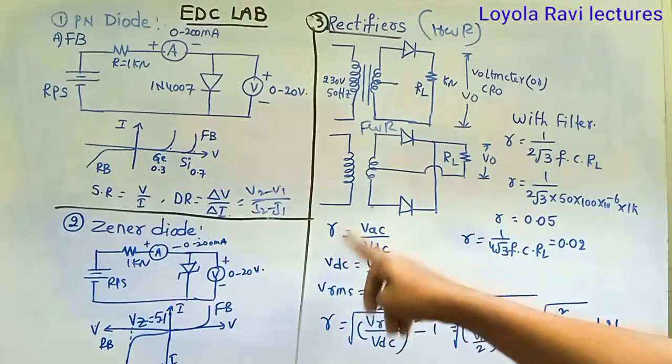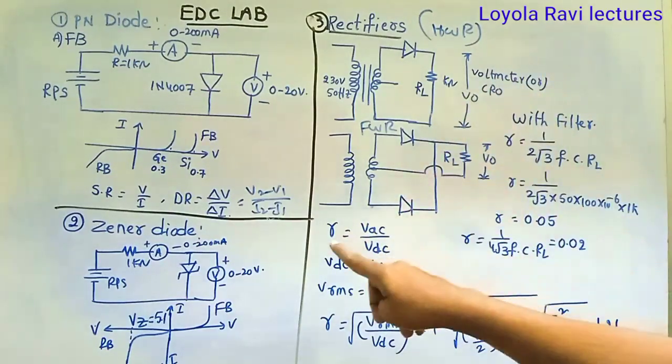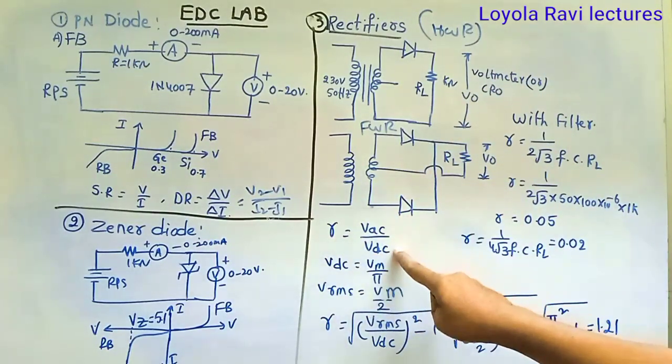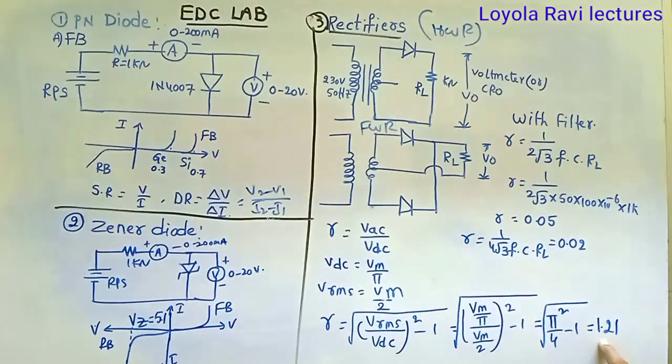So whenever you are calculating through the voltmeter, then ripple factor is equal to VAC by VDC. That should also be approximately equal to 1.21. Ripple factor only we are calculating.